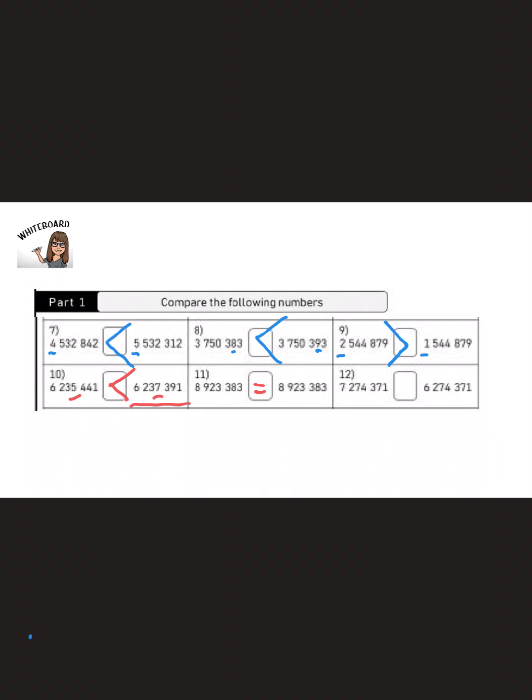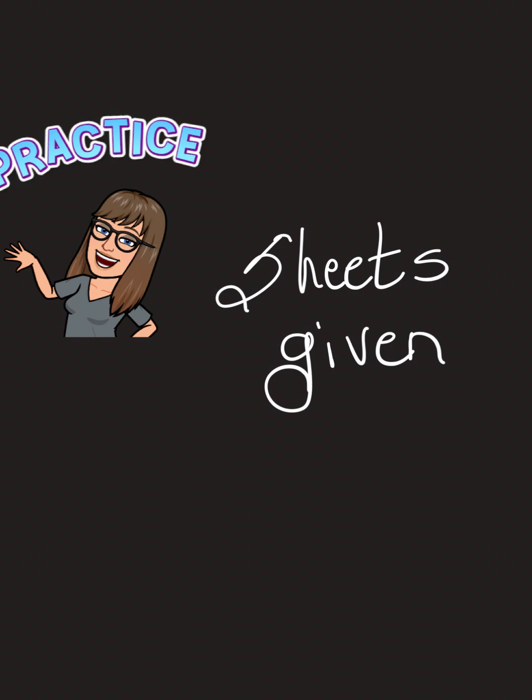And last one, 7 and 7. Perfect. First one, nice and easy. Those are different. So let's compare 7 and 6. 6 is smaller, 7 is larger. That means this is our larger number. So our sign needs to be facing that way. 7,274,371 is greater than 6,274,371. All right, and now you are off to do your practice with the sheets that you are given. Away you go.